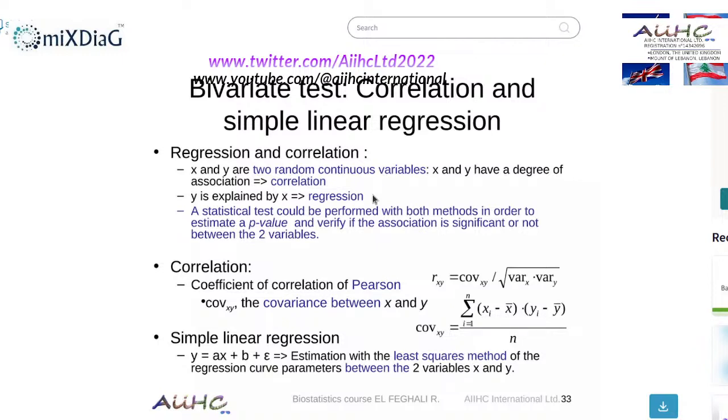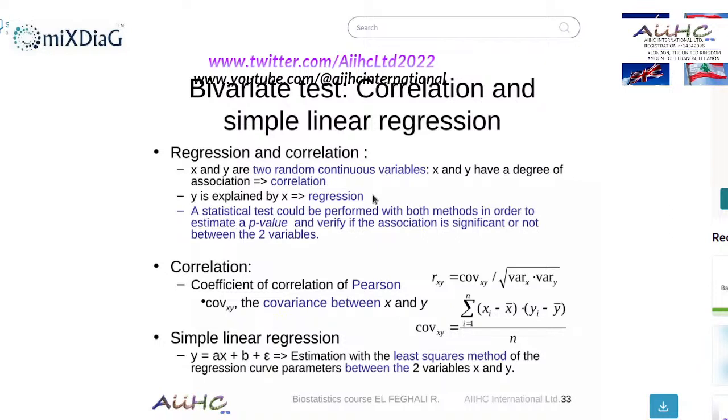So, first variable would be temperature, second one will be concentration of water on Earth, or quantity of water on Earth. Here with time, so you have the time, yesterday, today, tomorrow, serial, it's a serial variable, temporal variable. A statistical test could be temporal, time series in fact. A statistical test could be performed with both methods in order to estimate a p-value and verify if the association is significant or not between the two variables.